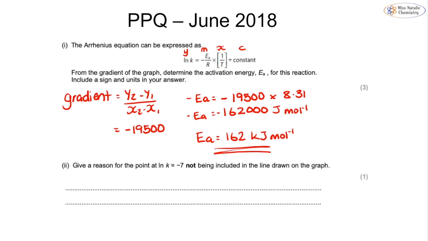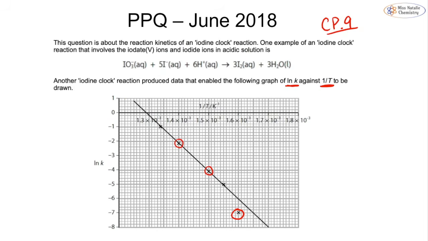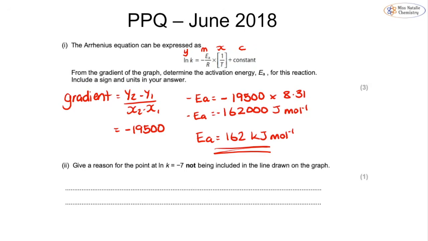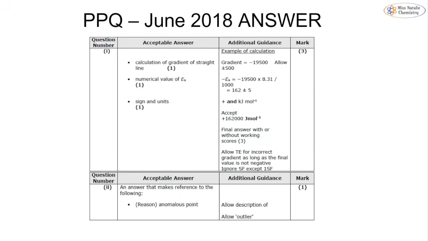And then part 2: give a reason for the point at ln k equal to -7 not being included on the line. If we just go back here, you can see this point. Why is it not on the line? Well, you can clearly see that it looks anomalous in comparison to all the rest of the points. All of the other points lie either directly or just ever so slightly off the line. So that is an anomalous point, and of course, we don't include an anomalous point in a line of best fit. And there you can see the mark scheme for those questions.